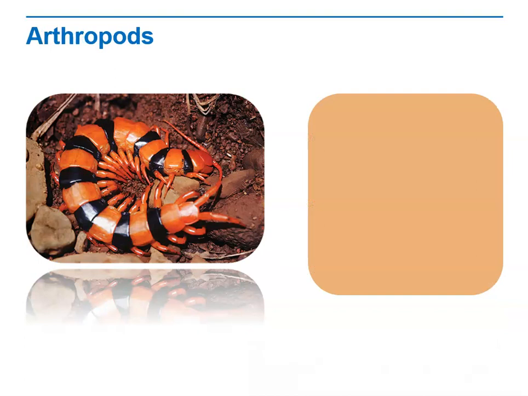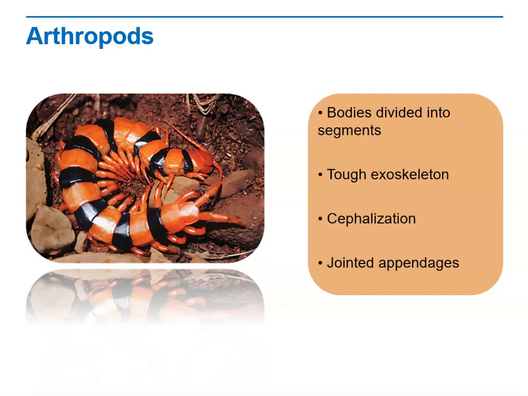The phylum Arthropoda includes spiders, centipedes, insects, and crustaceans such as crabs. Arthron means joint in Greek, and podos means foot. What are some general characteristics of arthropods? They have antennae, jointed legs, and an outer shell. Arthropods have bodies divided into segments, a tough external skeleton called an exoskeleton, cephalization, and jointed appendages.